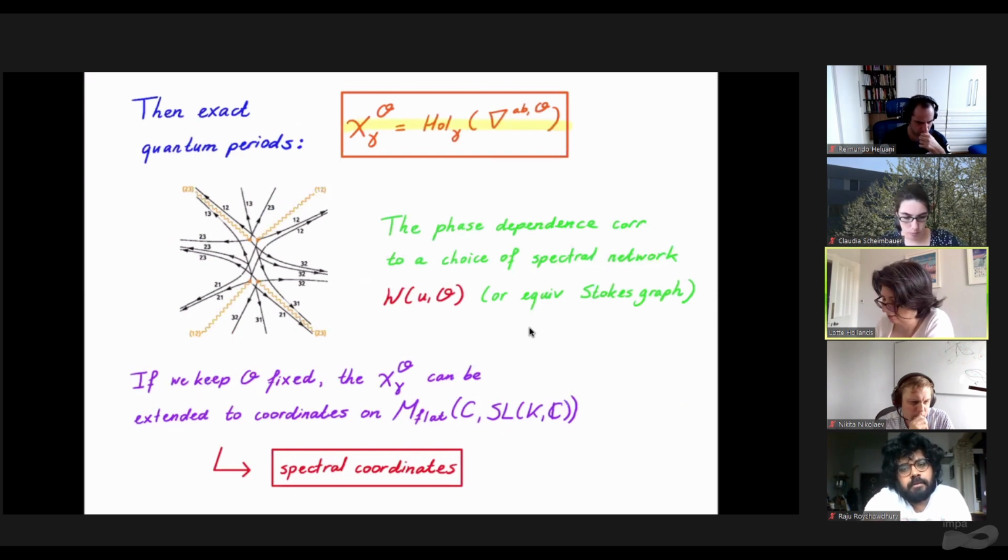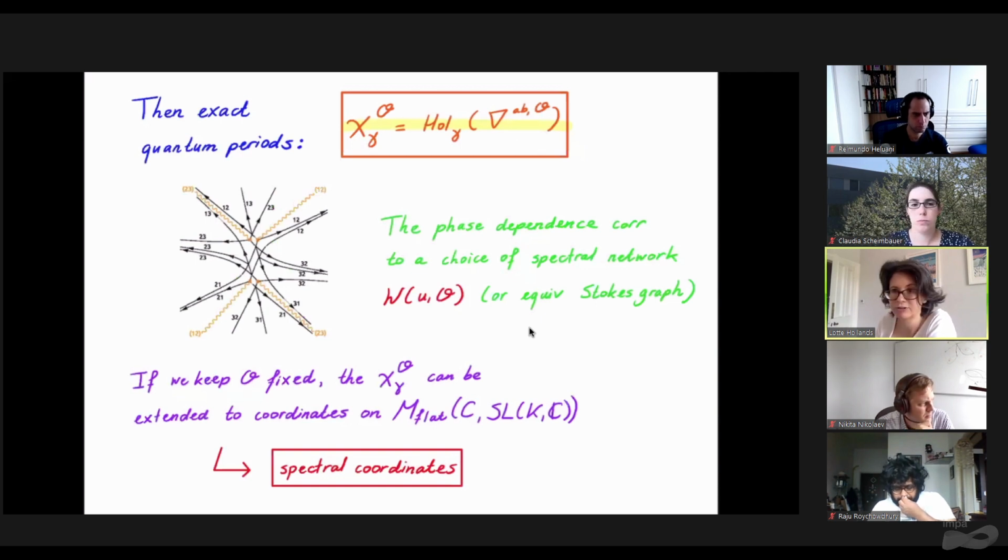So as we've seen, exact WKB as well as abelianization depend on this phase theta. And this phase corresponds to a choice of spectral network, or in the context of exact WKB, it's called a Stokes graph. And I will say a little bit more about what that means later. But what I want to say now is that if you keep this theta fixed, then these quantum periods can be extended to coordinates on the moduli space of flat connections on C. And these coordinates are sometimes called spectral coordinates.